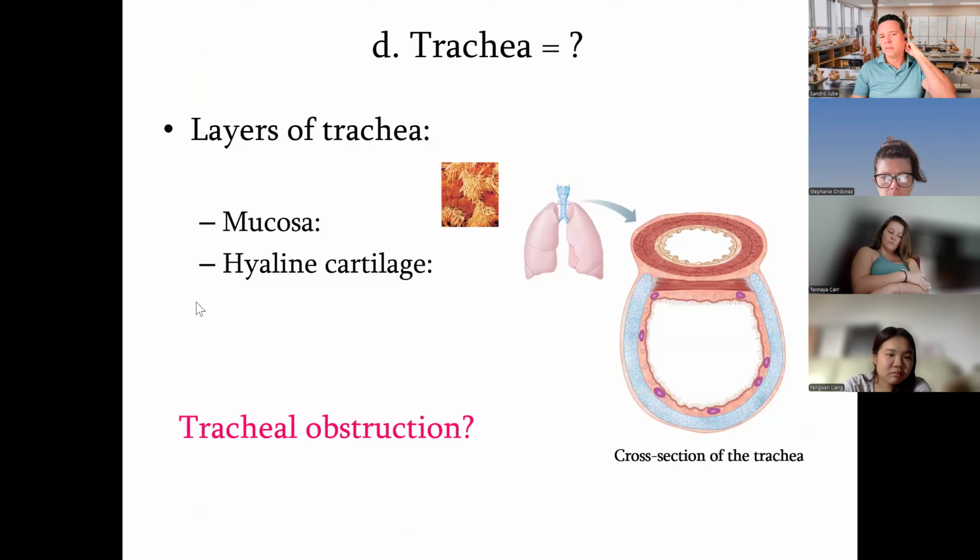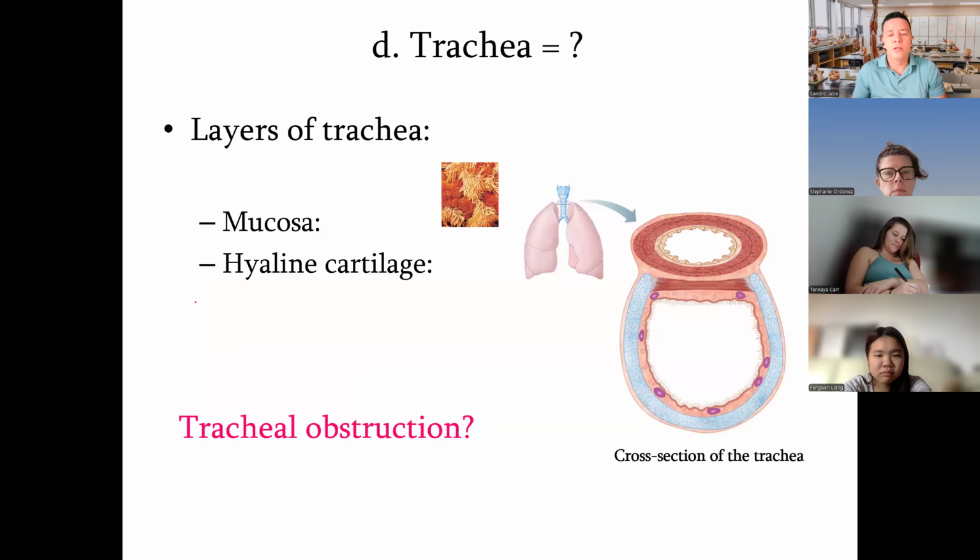All right, moving on. So let's recap. We talked about the nose and the nasal cavity. We talked about the pharynx, nasopharynx, oropharynx, laryngopharynx. We talked about the larynx. Within the larynx, we have the thyroid cartilage, the cricoid cartilage, the cricothyroid membrane, and the epiglottis. We also have our vocal box, which includes the true vocal cords and the false vocal cords.